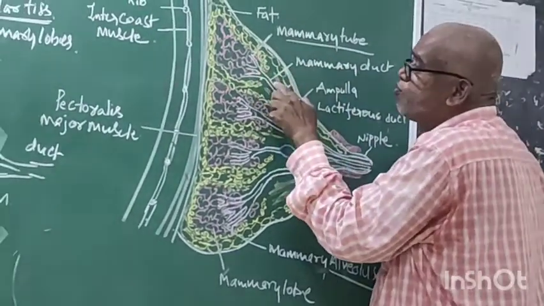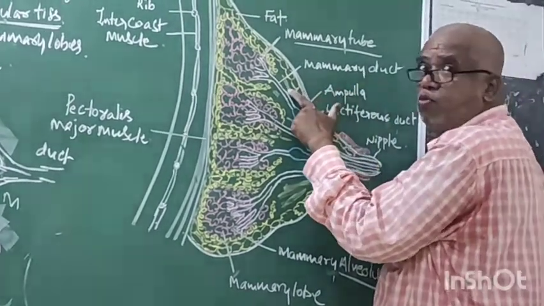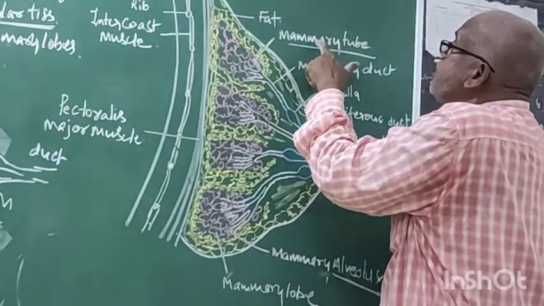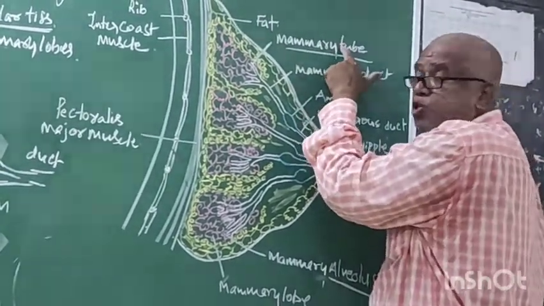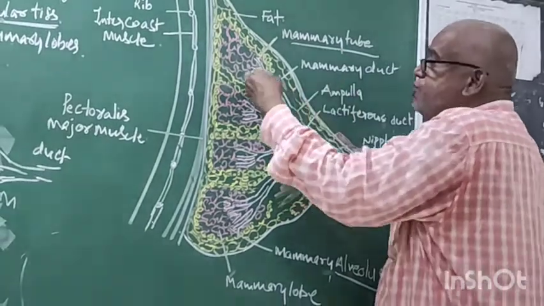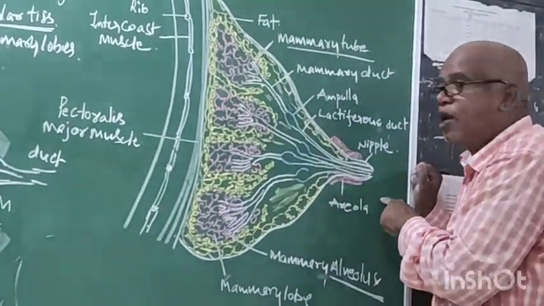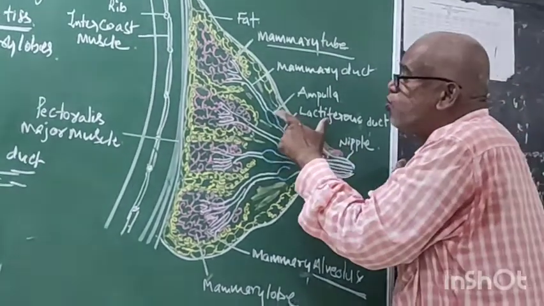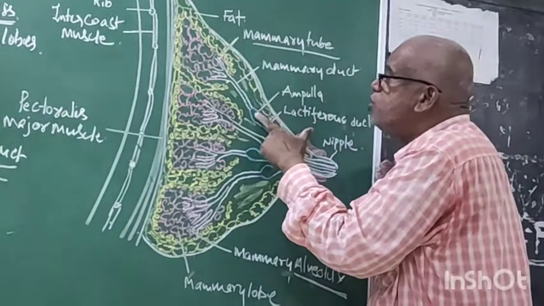That means the mammary duct is formed by the union of many mammary tubules. Many mammary tubules together form the mammary duct. This mammary duct runs towards the nipple. Now, before going to the nipple, it opens into a sac.